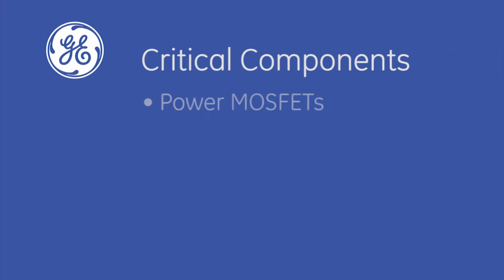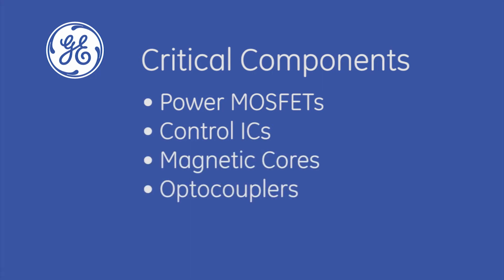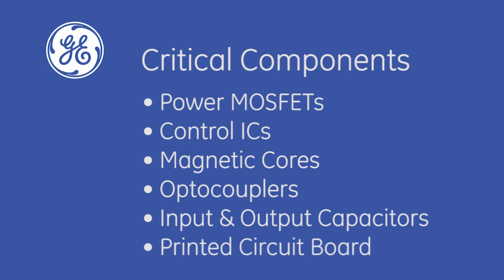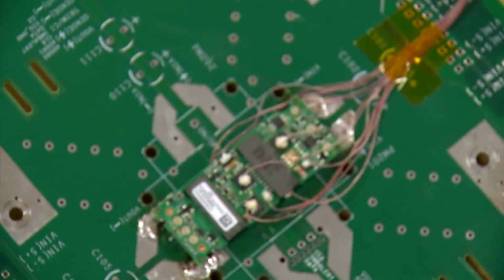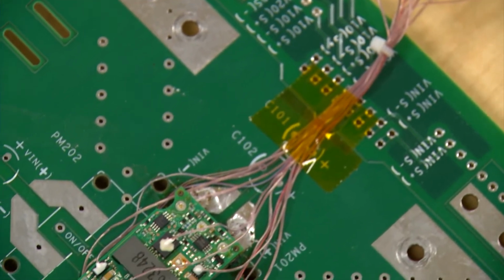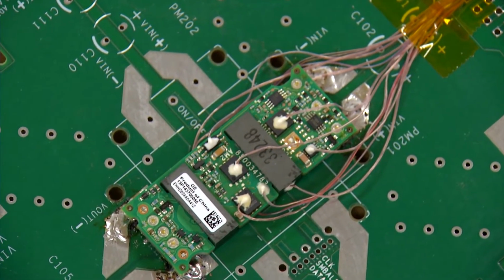These typically include the power MOSFETs, control ICs, magnetic cores, opticouplers, input and output capacitors, and the printed circuit board itself. Proper selection and application of thermocouples is critical to correct and meaningful results. If a thermocouple is applied incorrectly to a component, then this can result in inaccurate measurements which will affect the end results. This is becoming more important as component sizes decrease because the thermocouple itself can actually affect the component's temperature.